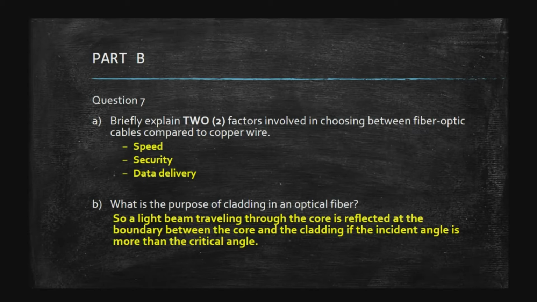And for question number B, what is the purpose of cladding in optical fiber? Look back on the optical cable structure, and there is one part that we call the cladding. The purpose of this cladding is for the reflecting part. A light beam traveling through the core is reflected at the boundary between the core and the cladding, if the incident angle is more than the critical angle. You should know what the incident angle and the critical angle are.